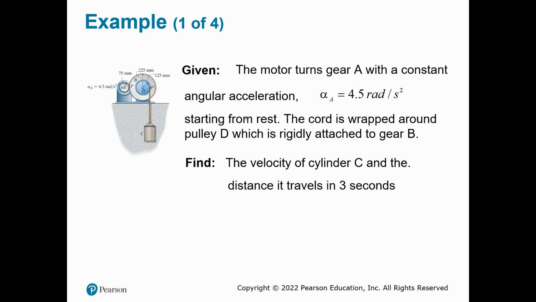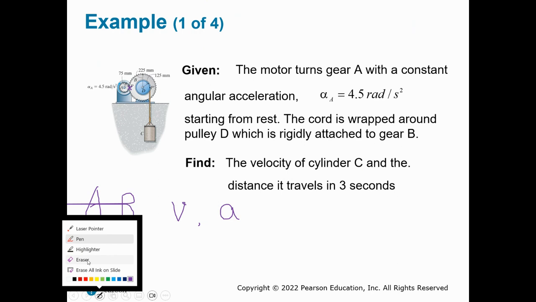Now let's take a look at some examples. We have three gears put together. Take a look at this diagram here. Gear A and gear B are in contact at the point right here in the middle. That means A and B share the same linear velocity. Their linear velocity or linear acceleration will always be the same, because they are in contact.